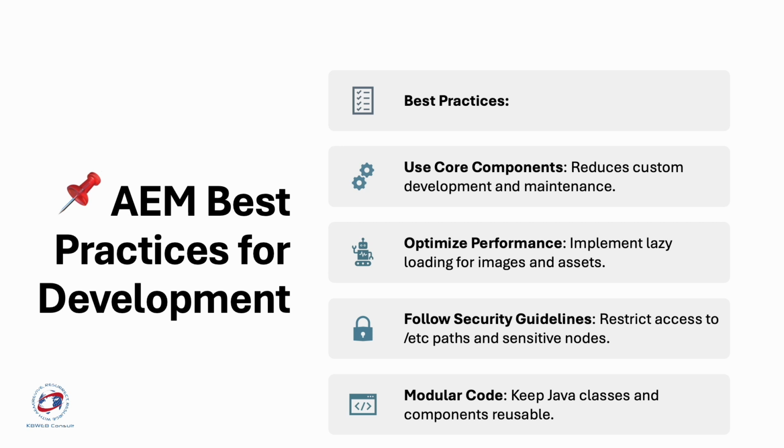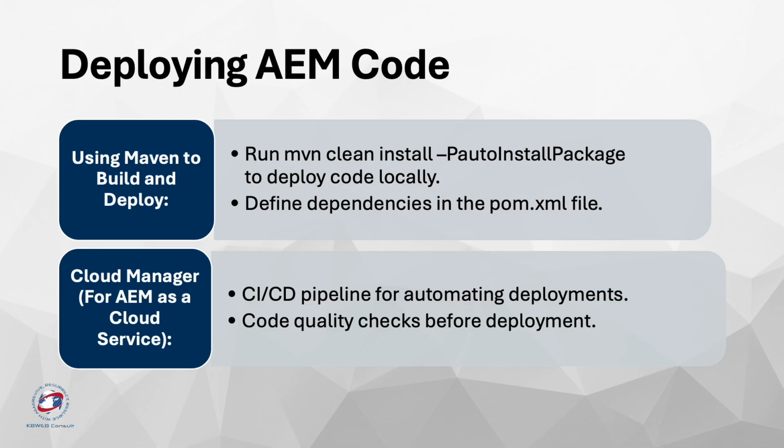And for modular code design, keep Java classes and Sling models reusable by using interfaces and dependency injection. Also avoid hard-coded paths. Instead, use OSGi configurations to manage dynamic values. Follow a separation of concerns approach by using Sling models for business logic and HTL for rendering.